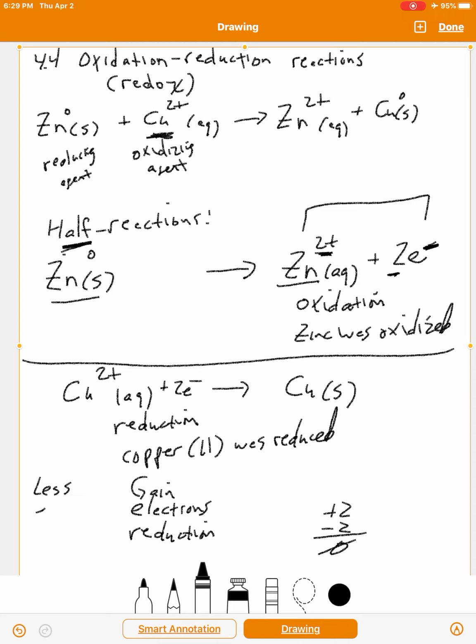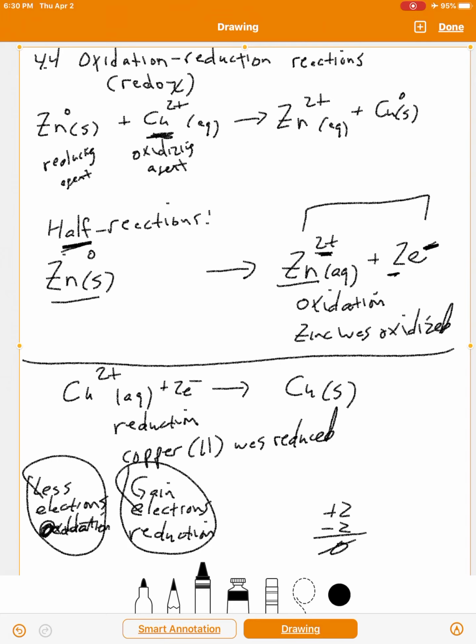And loss of electrons is oxidation. LEO goes GER, L-E-O-G-E-R. Or you can remember it as OIL RIG. Oxidation is loss, OIL. Reduction is gain. RIG, OIL RIG. Okay? So this is gaining, so that's reduction. This is losing, so that's oxidation.